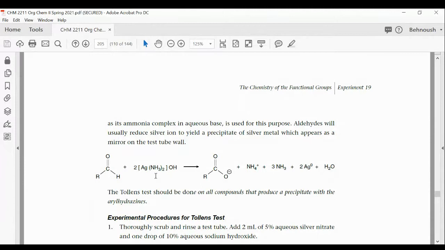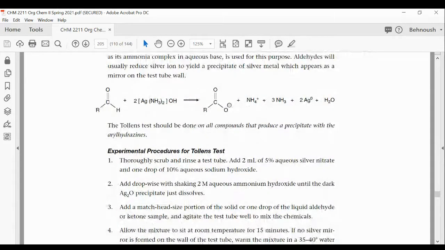You don't want to do the Tollens test before doing the DNP test. So first you want to do the DNPH test to make sure it's an aldehyde or ketone. Then you would do the Tollens test to see if it's an aldehyde or a ketone. Let's go to the chat to see. Yes, the silver metal will precipitate. Very good. Yes, that is true. And then it would form the silver mirror.